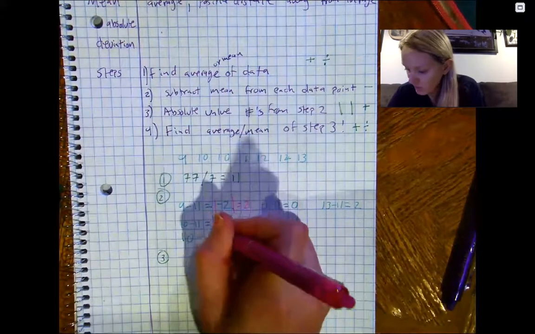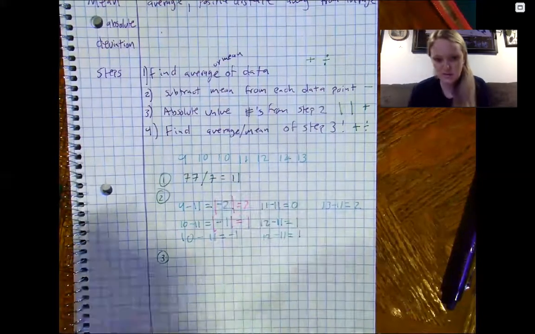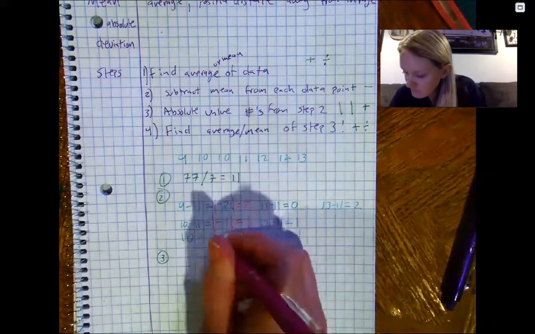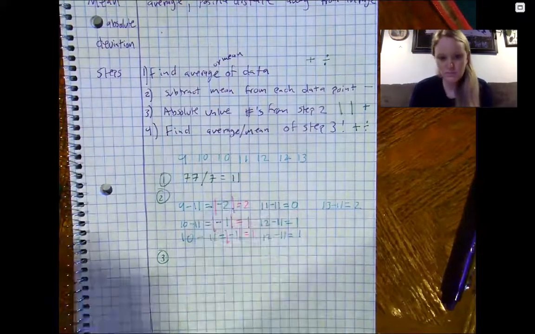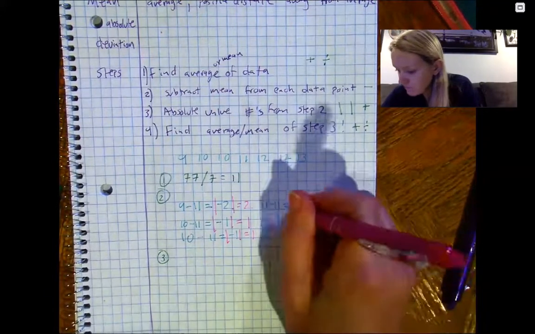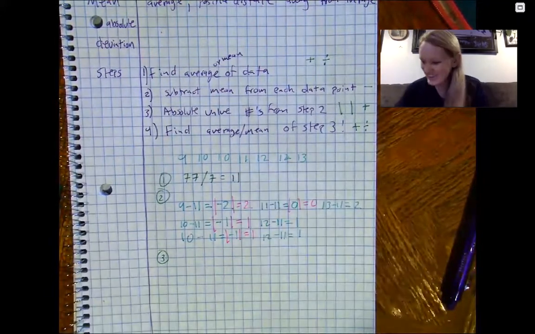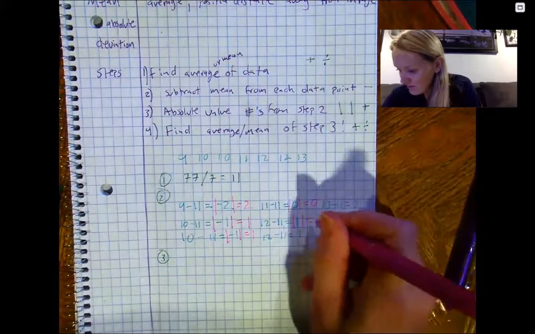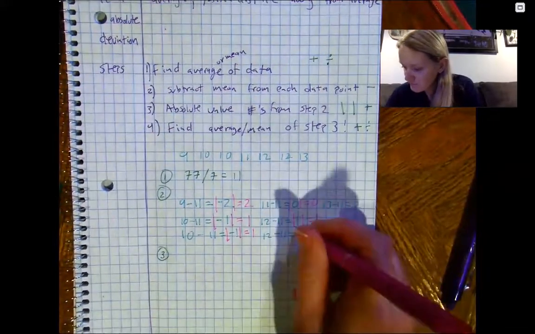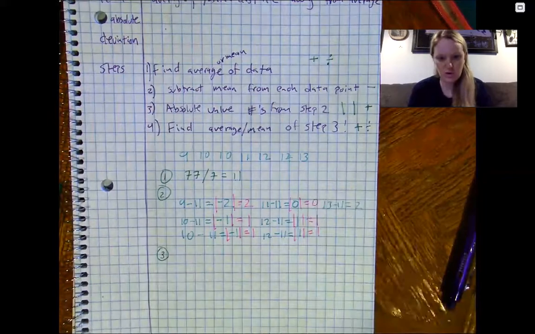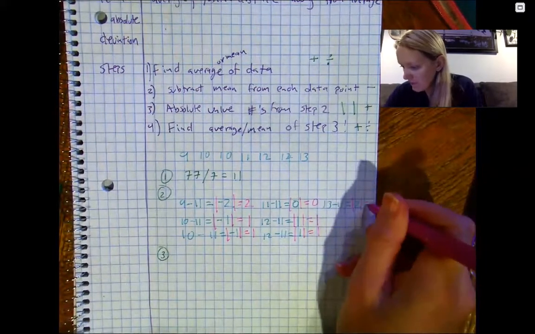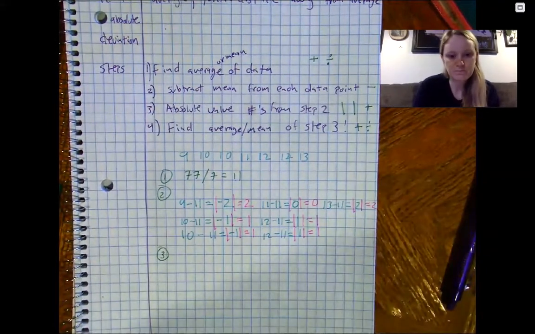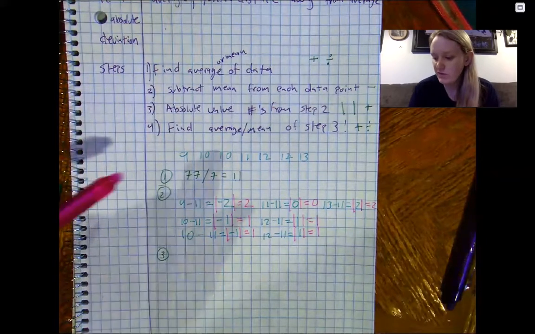We learned that when you put these bars around it, it means make it positive. The same for 0, the same for 1, the same for 2.